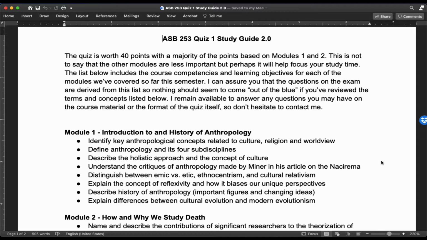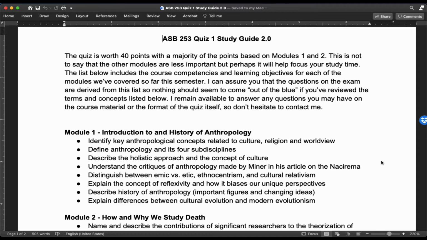course competencies and learning objectives that have been included at the top of each module on the module overview pages. These are the things that I've used to organize the content that's included in each module. So being able to review and understand these main concepts and terms should prepare you as best as possible for the quiz itself. The quiz is worth 40 points.